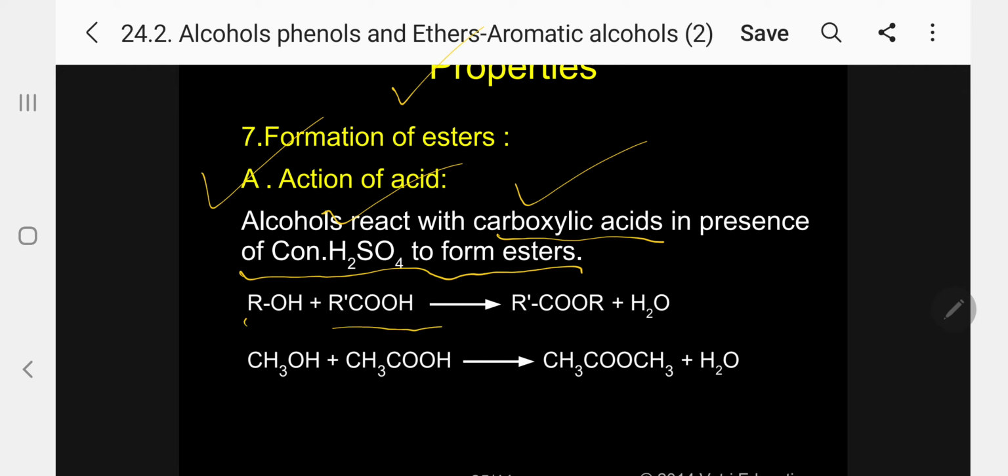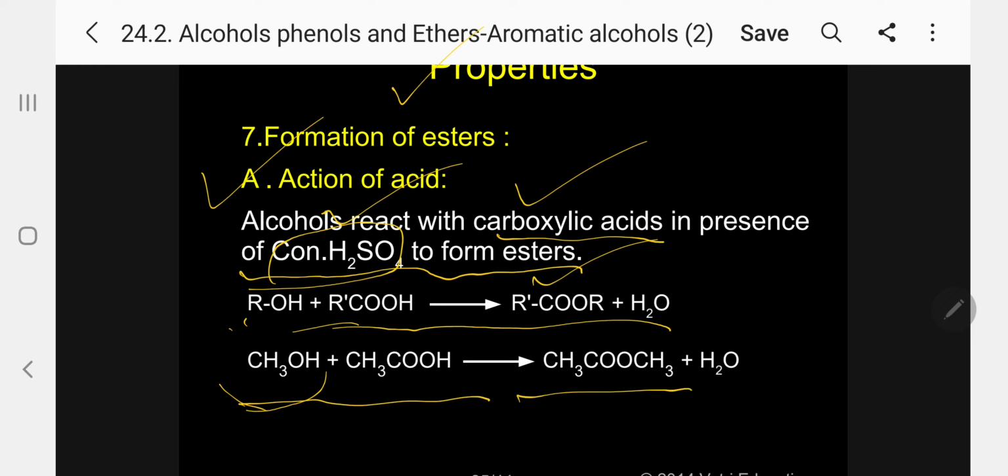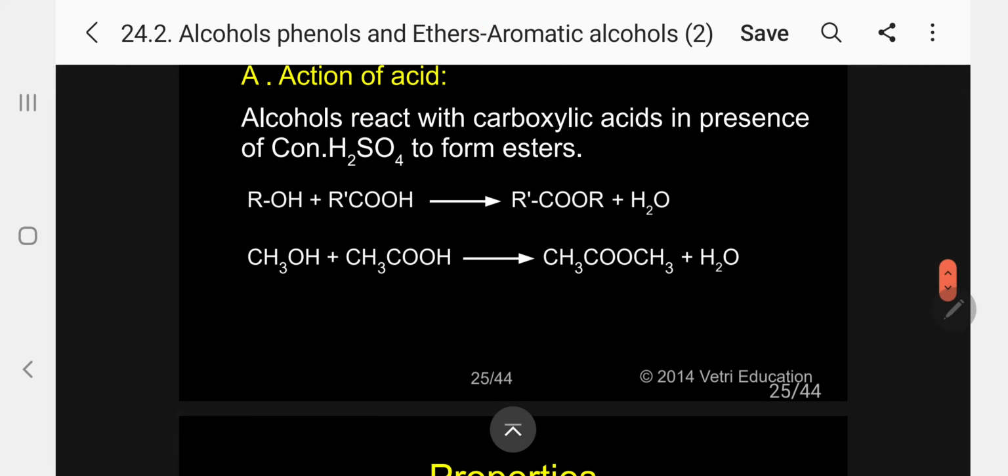So the general formula here: ROH plus R'COOH in presence of sulfuric acid reagent, a few drops, you are getting ester. Specific example, acetic acid reacts with methyl alcohol to produce methyl acetate. Kindly follow. The alkyl part of the alcohol will be added to the acid part. This is the methyl acetate.